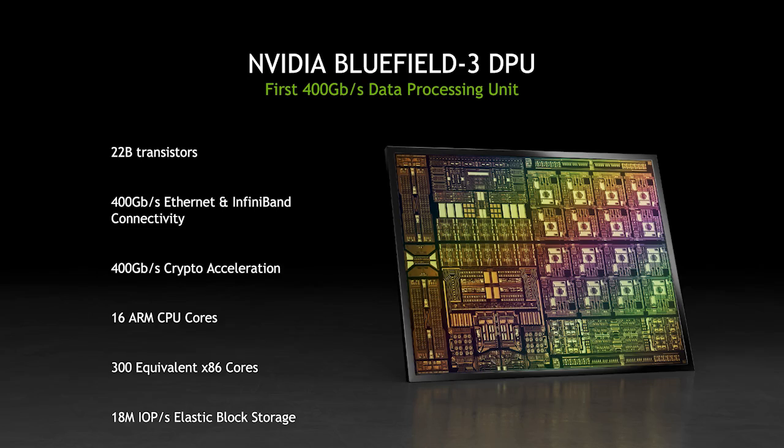BlueField 3 DPUs are the next in line and third generation of the BlueField product line. BlueField 3 will offer speeds of up to 400 gigabits per second and provide more bandwidth, more compute, more programmability, more acceleration compared to previous generations to improve data center performance, efficiency, scalability, and security. Fully utilized, a single BlueField 3 DPU can be equivalent of up to 300 x86 CPU cores, compared to BlueField 2 was roughly 125 CPU cores.